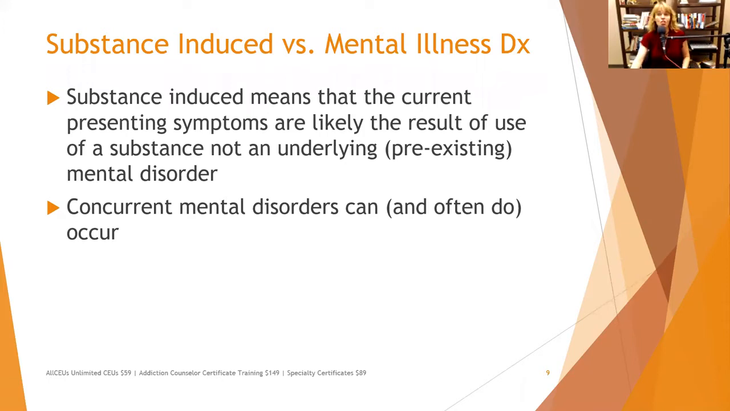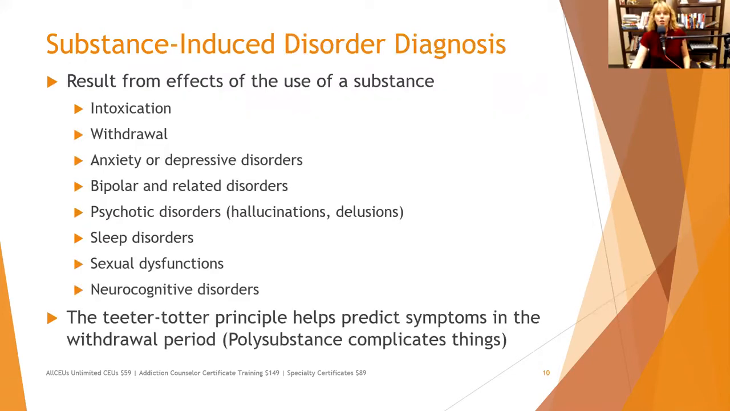Concurrent mental disorders can and often do occur. The rule now is that co-occurring disorders are the expectation, not the exception. The results from effects of the use of a substance can include intoxication and withdrawal, anxiety or depressive disorders, bipolar or related symptoms, psychotic issues like hallucinations or delusions, and sleep issues, either insomnia or being really, really sleepy.